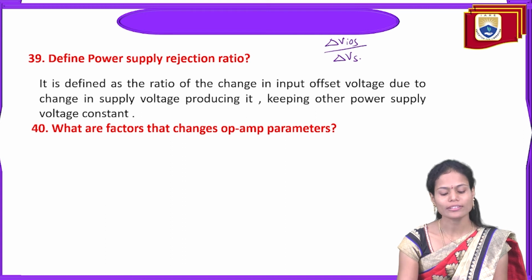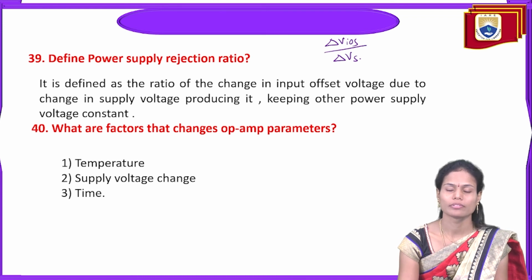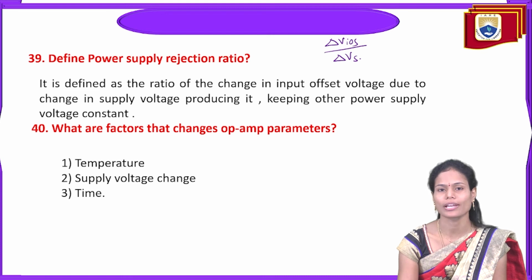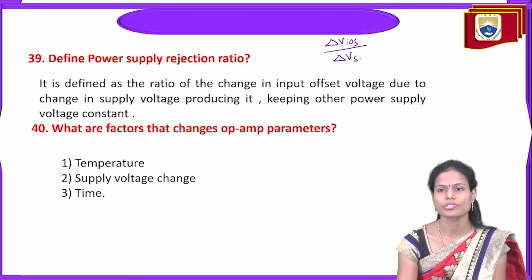And next, what are the factors that change op-amp parameters? If the temperature varies, the parameters of the operational amplifier also vary. And if we change the input supply voltage, there is also a variation in the output parameter. And due to time variations also, we may get different output voltages across the op amp.